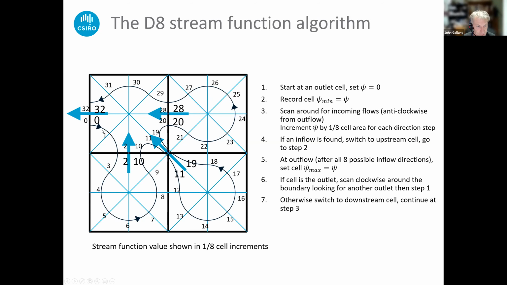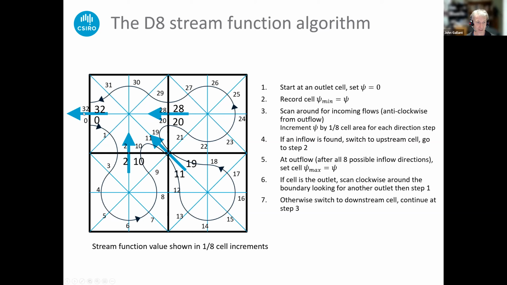Just to take you through this, the small numbers along the blue lines are the sequence in which we visit each part of this set of cells. Because we're talking about potential flow coming in from up to 7 possible directions, we look in each of the directions in turn, and we add 1/8 of the cell area every time we move from one flow direction to another. So the algorithm goes like this.